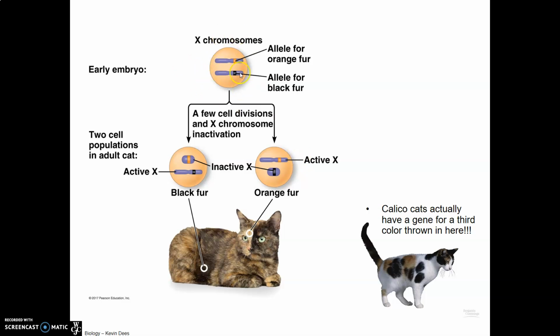If we look at an early embryo, in this case where the cat has an allele for orange fur and an allele for black fur on the X chromosome, after a few cell divisions, X inactivation occurs, and we end up with two different populations of cells, one expressing an allele for black fur and one expressing an allele for orange fur, because the other one, the Barr body, is inactive. And so you end up with cat coloration called tortoiseshell, with this sort of mottled black and orange fur. Now, calico cats actually have a gene for a third color thrown in there. And so it's for this reason that calico cats are always female.